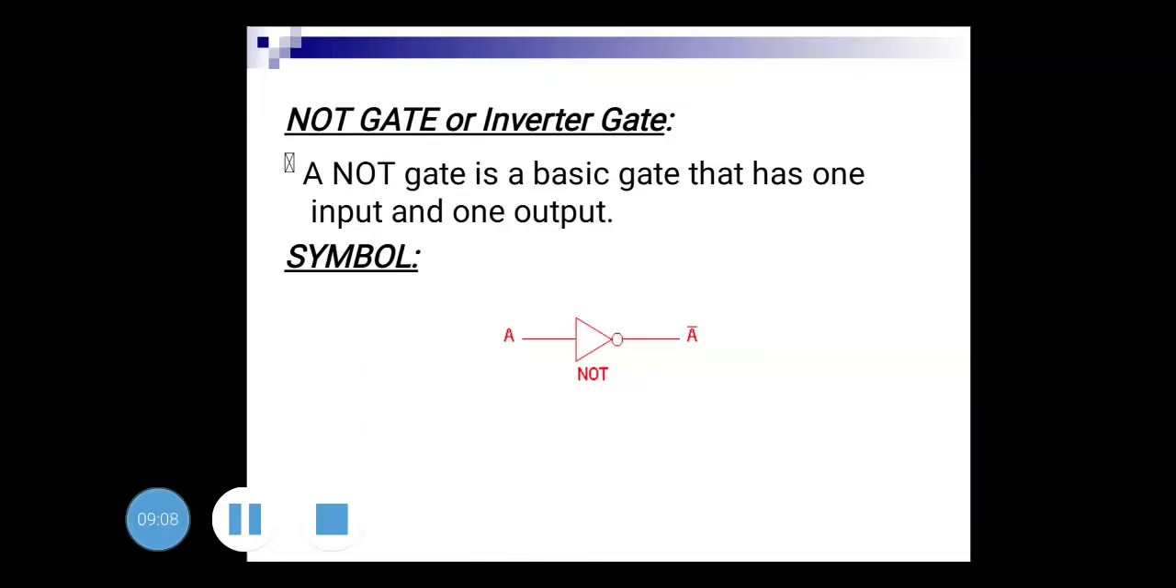The next basic gate is called the NOT gate or inverter gate. This is the only logic gate which has only one input and one output. Rest of the gates can have two or more inputs, but this is the only gate with one input and an output. The symbol of the NOT gate is as shown here. A is the input and Y is the output, and the equation is Y equals A bar, as shown here.